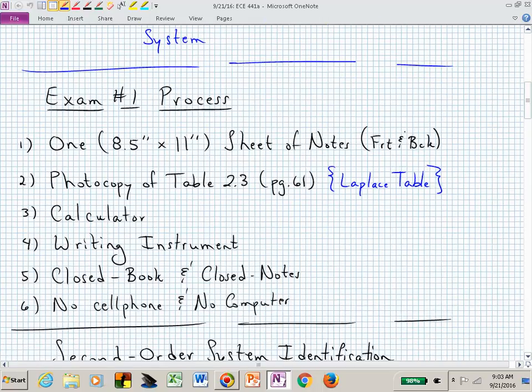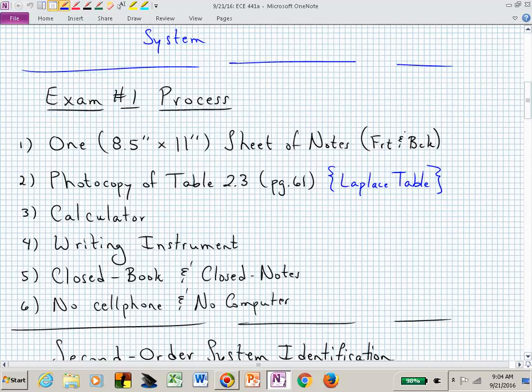Here's the process for exam number 1. Those quote marks mean inches. If you're not familiar with that, those are 8.5 by 11 inches. That's a standard page size in the United States, not too many other places, but you can have that covered front and back for 1 page of notes. I've placed table 2.3, a photocopy of that, on the website. That's under the exam number 1 material. I think it's at the bottom of that module.